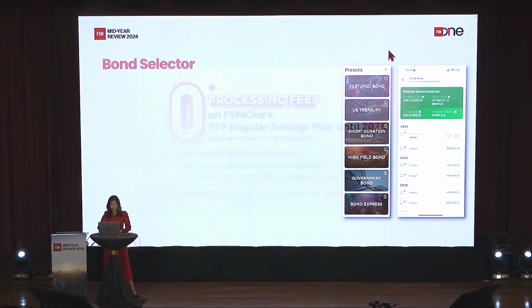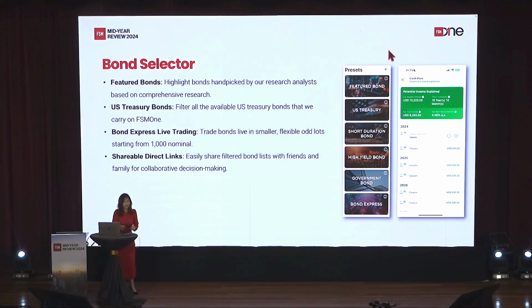Okay. Now, the last one that I will be talking about is the bond selector. It's actually the very same thing as how the fund and ETF selector work just now. It's just that this one is for you to filter bonds. On the right-hand side, we can see that we have a list of featured bonds, US Treasury. Yes, our platform actually offers US Treasury bonds, whereby you can directly invest into Treasury bills.